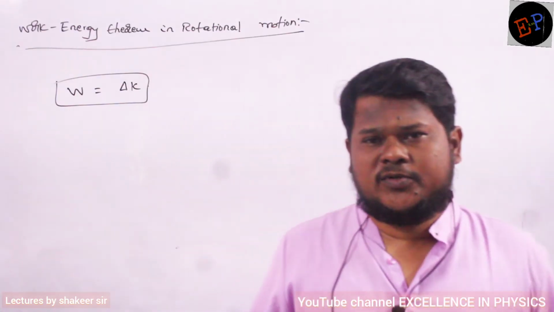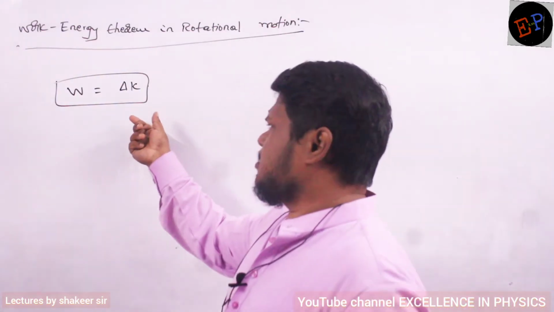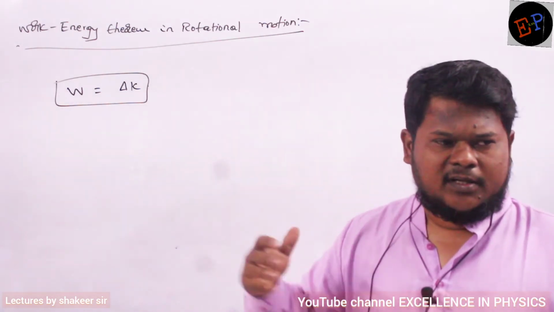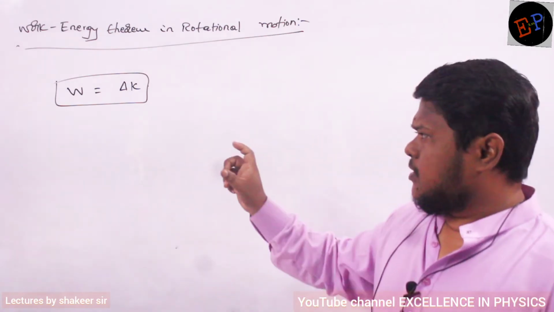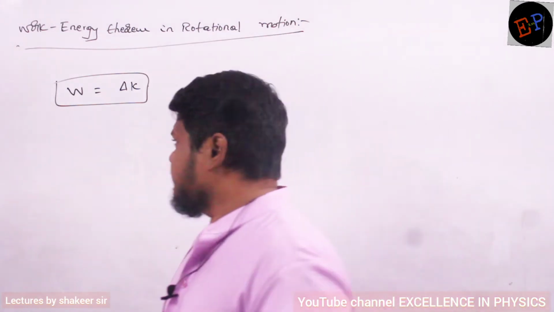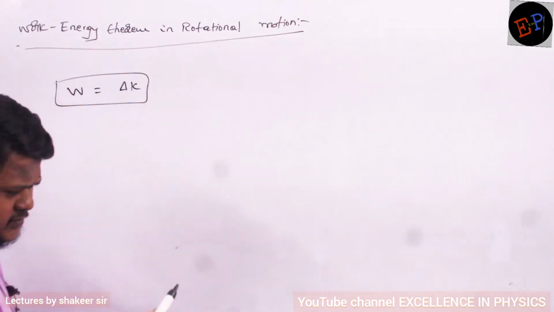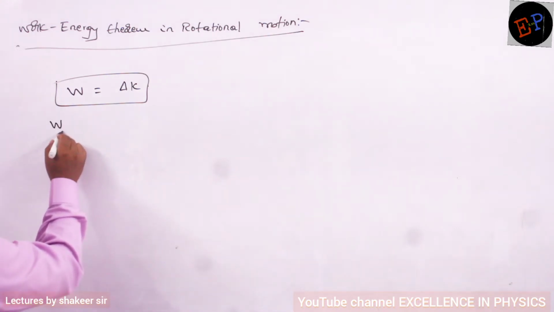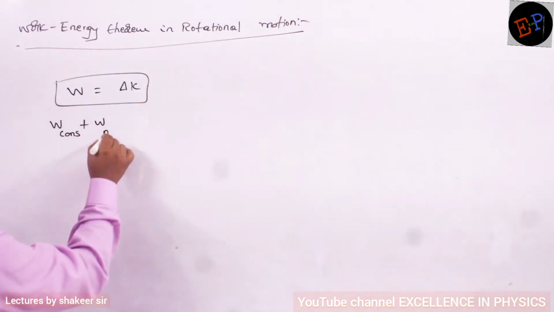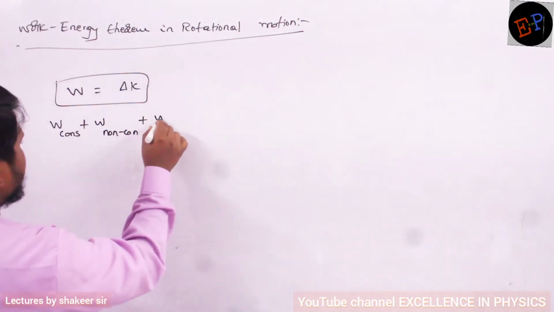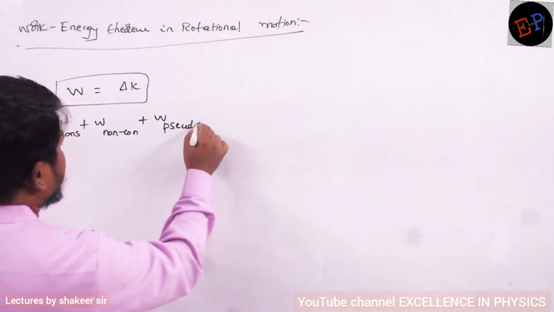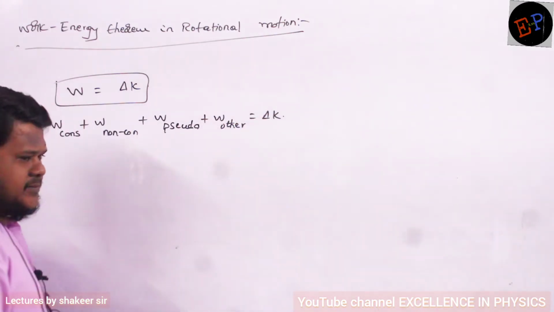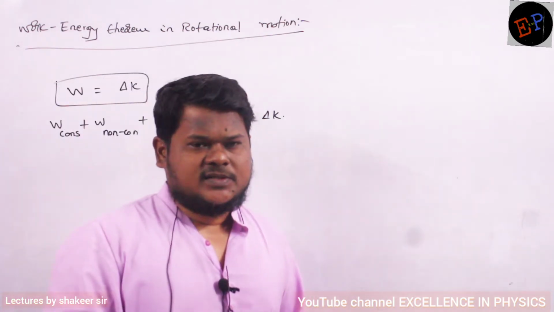Work-energy theorem in rotational motion. In translational motion also we studied the same equation. Work done is equal to change in kinetic energy of the body, and we have done many calculations also. Clear? And how many types of work can be done? Work can be done by conservative forces, by non-conservative forces, by pseudo forces, by other external forces. Total is equal to change in kinetic energy. Okay? We have done many questions on this one now.